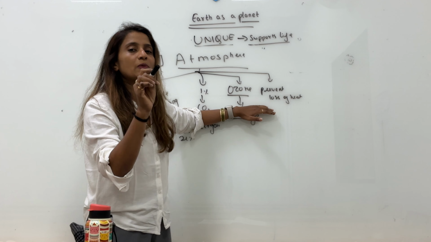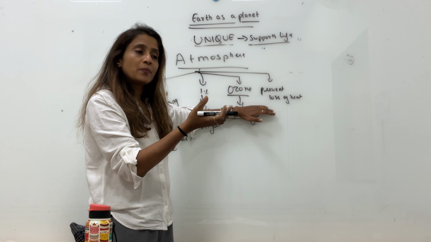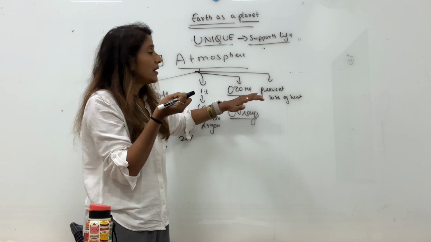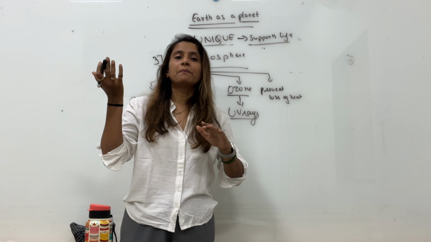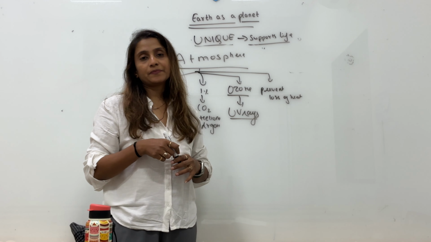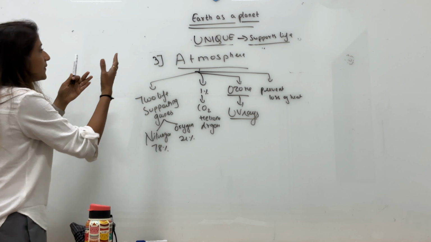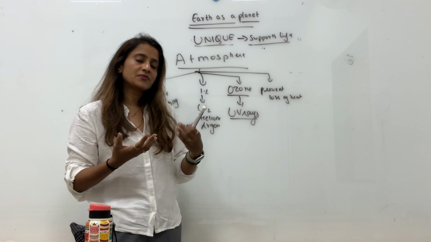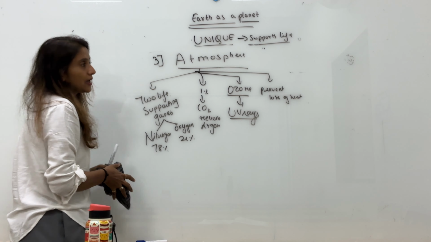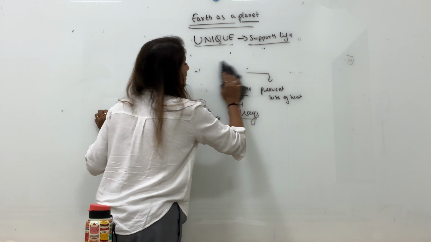Why will it not be able to escape back? Because the atmosphere will block that light, will trap that light. And if sunlight does not escape back, the loss of heat from Earth will be prevented. So this is what our atmosphere does. That is why our atmosphere makes life possible on Earth.